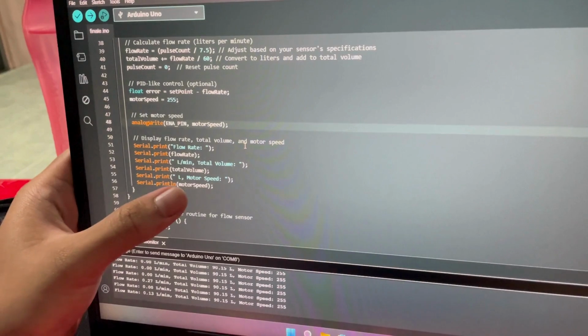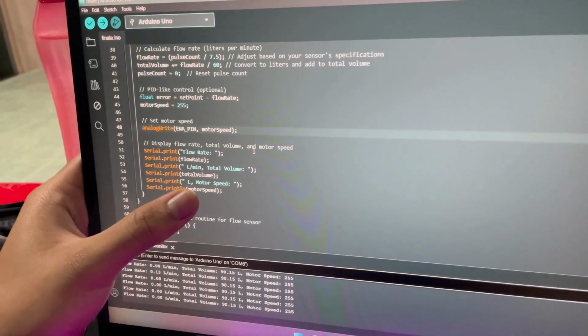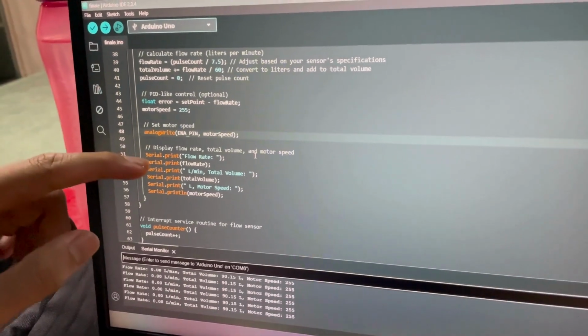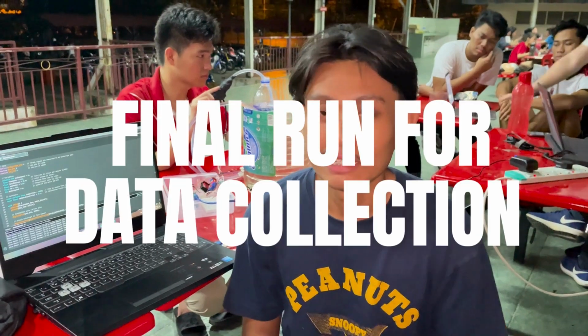And this is the coding where the flow rate will be converted to liters per minute. So this is the coding for the unit conversion. Okay, then we set the motor speed to 255 and wait until the flow rate becomes steady state and reaches equilibrium.